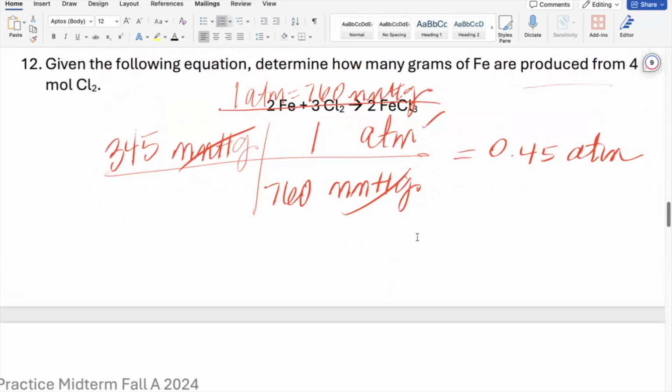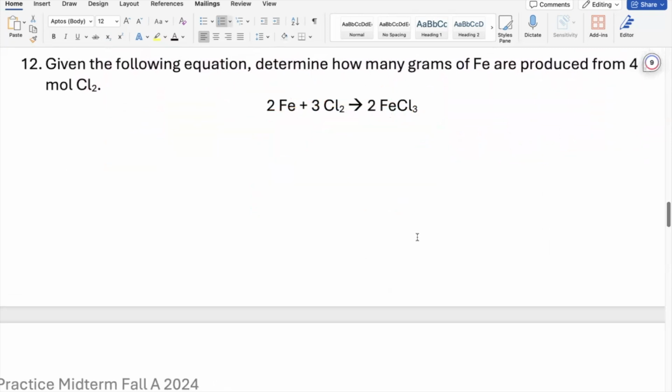So number 12, now we go back to week 2 with our stoichiometry. How do I know this is stoichiometry? A couple reasons. One, I'm given an equation. That cues me that this is a stoichiometry problem. Two, I'm asked how many grams of iron, and my given is in a whole different unit. So changing substances also cues me into the fact that it's a stoichiometry problem.